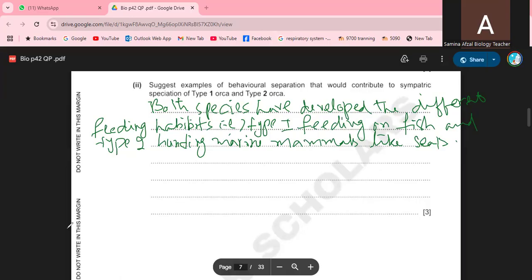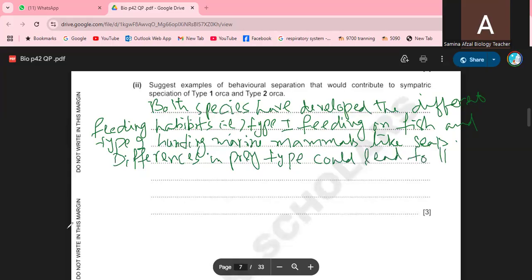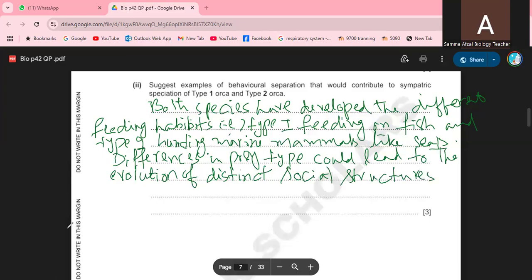I would like to write over here: differences in prey type could lead to the evolution of distinct social structures.